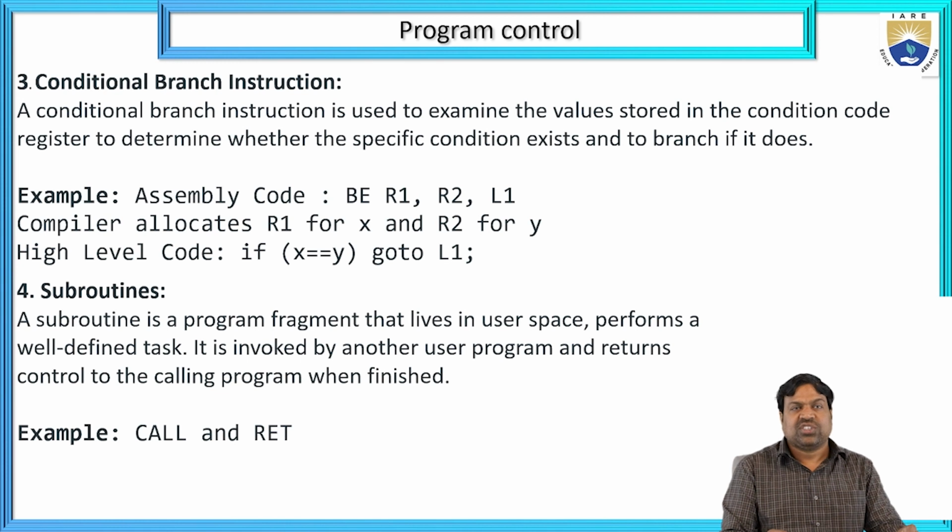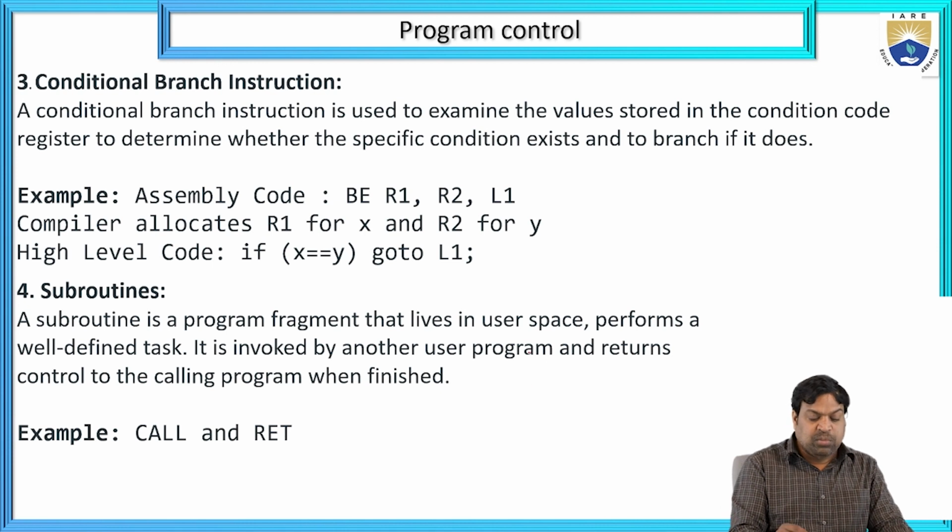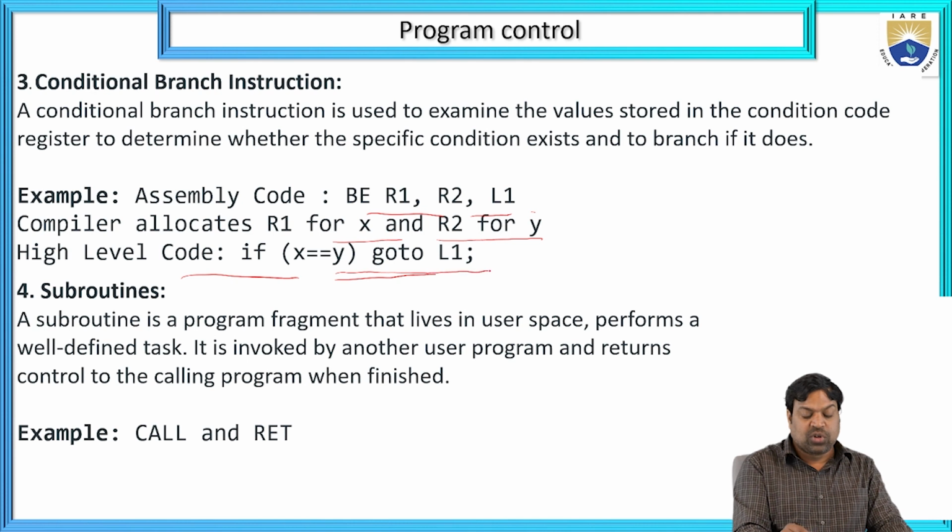Conditional branch instructions. A conditional branch instruction is used to examine the values stored in the condition code register to determine whether the specific condition exists and to branch its codes. So, assembly code BE R1, R2, L1. The compiler allocates R1 for X and R2 for Y. High level code: if X double equal to Y, go to L1.